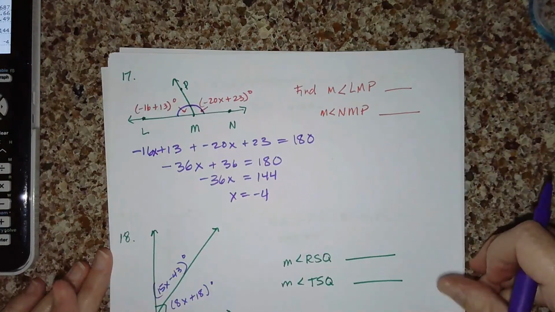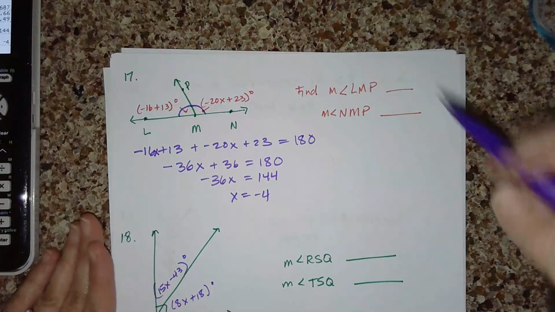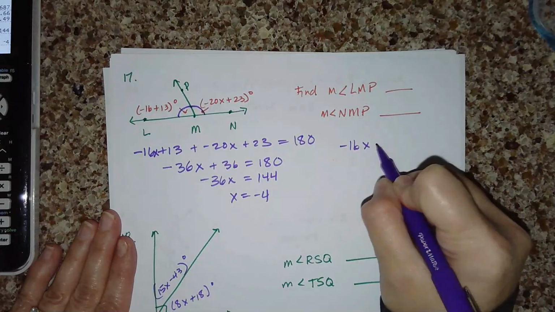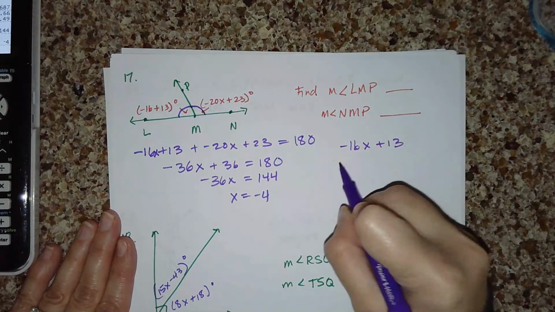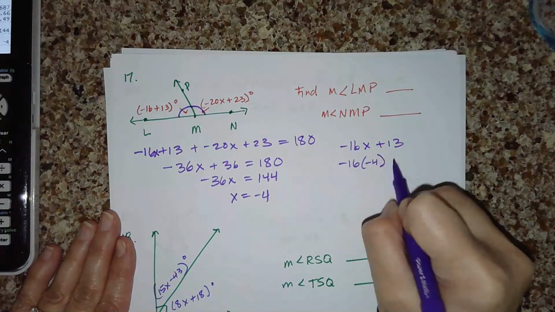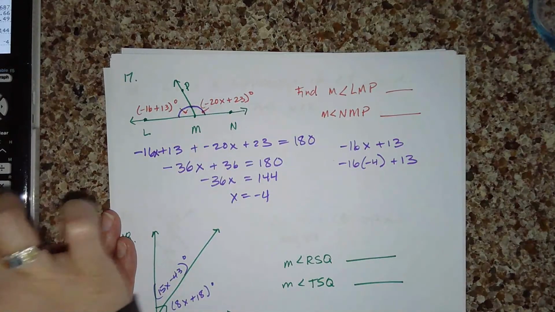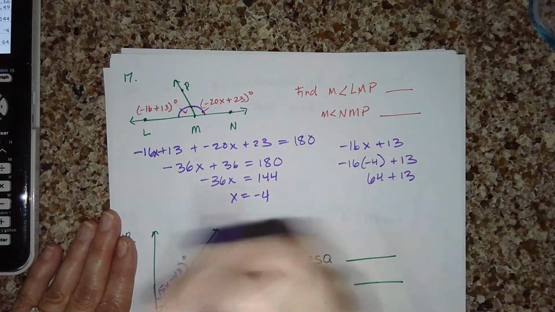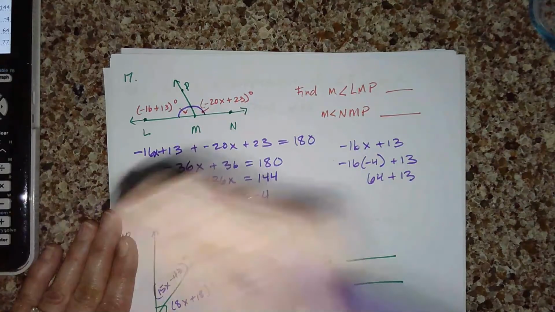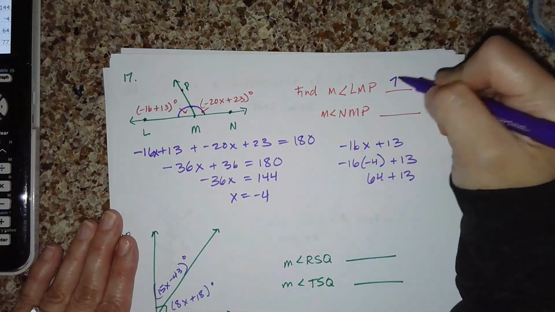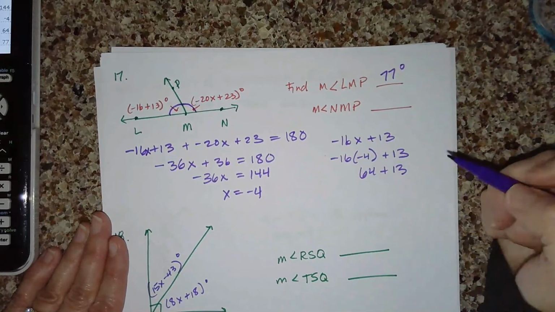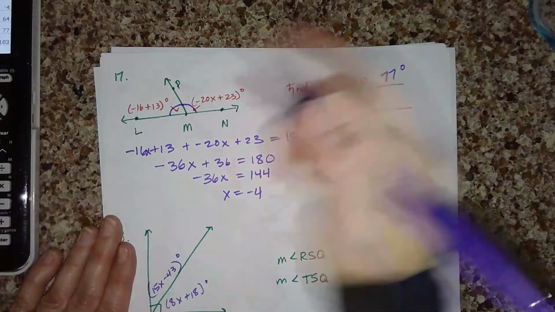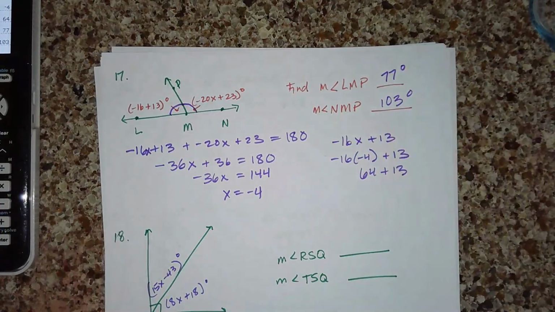Remember, you are not done. You are not finding x, you are finding the angle measures. So LMP, negative 16x plus 13. If I plug in negative 4, negative 16 times negative 4 gives me 64. 64 and 13 gives me 77 degrees. And then the other one, you could always just do 180 minus that, and I got 103 degrees.